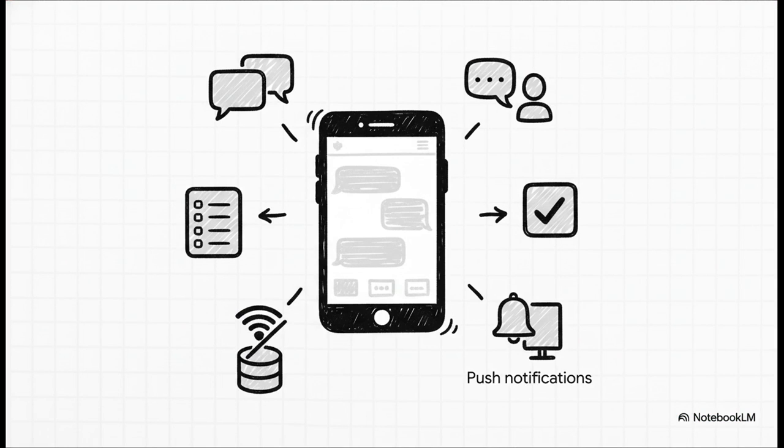First up, what does the user actually get to do? These are our functional requirements. We're keeping it focused, one-on-one text chats, but with all the real-time bells and whistles you'd expect. Typing indicators, read receipts, the works. Plus, it has to work offline and send push notifications.